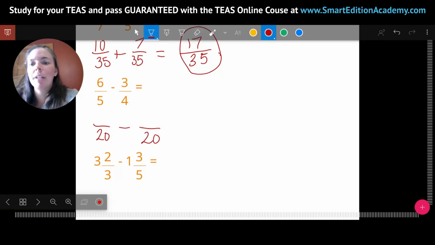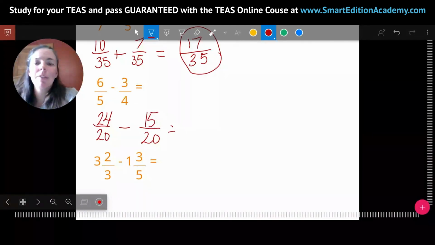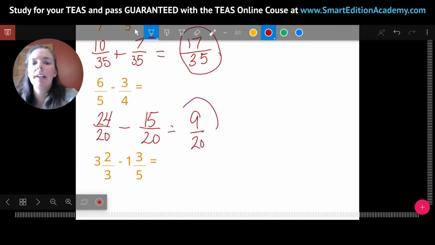5 times 4 is 20. So on the top, 6 times 4 is 24. 4 times 5 is 20. On the top, 3 times 5 would be 15. So from here, I can just subtract 24 minus 15, which is 9. Keep the denominator of 20. And I can't simplify, so I'm all done.